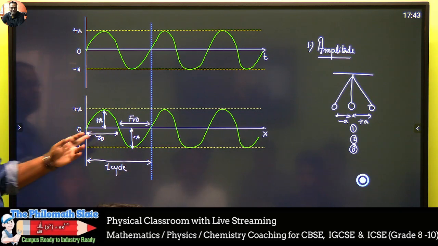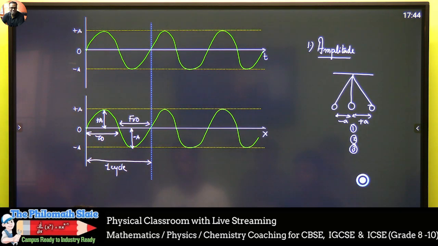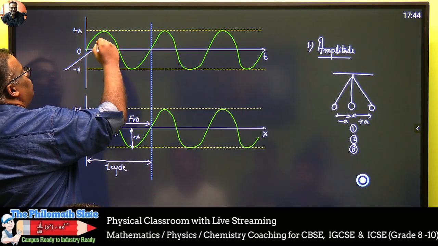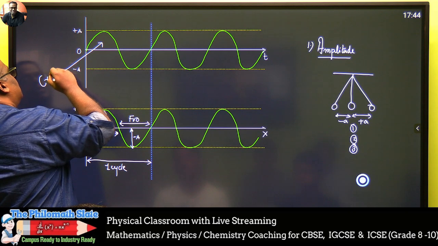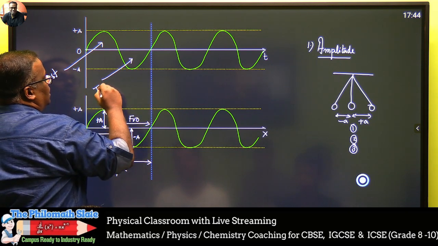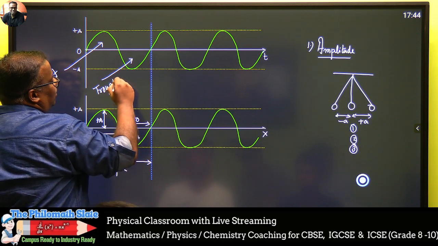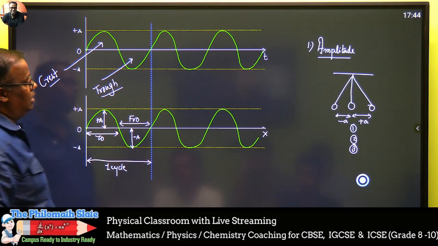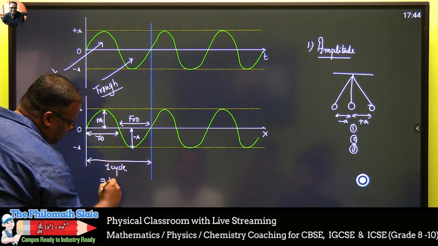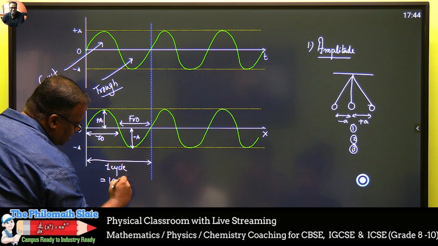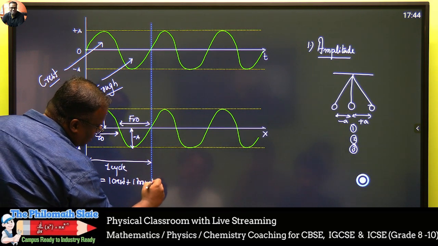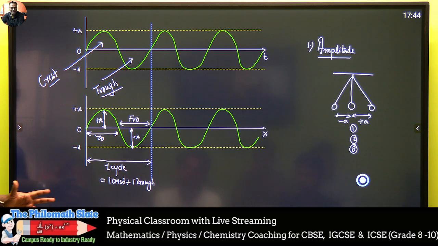One cycle consists of one up and one down. ठीक है? ये जो ऊपर में जाता है, this in a wave is called a crest. And the one which goes down is called a trough. These things should be very clear with you. Crest and a trough. So one cycle can be represented by one crest plus one trough. This is the easiest way to understand one cycle.